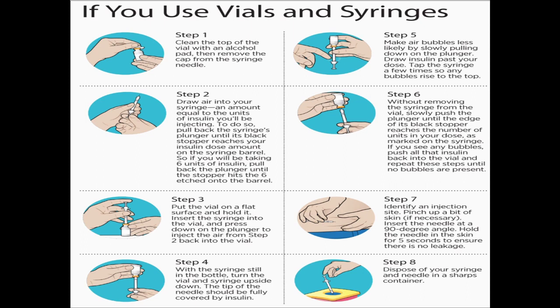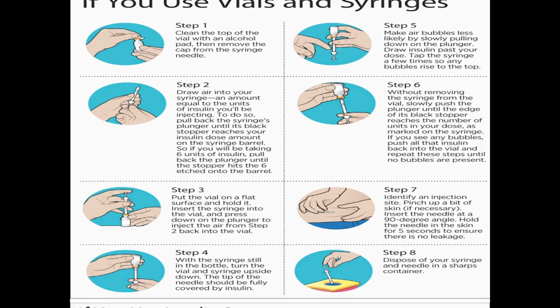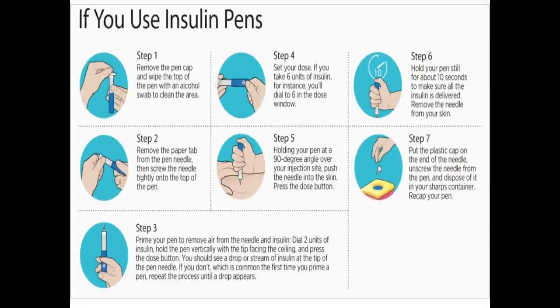Pinch up a bit of skin. Insert the needle at a 90-degree angle. Hold the skin for 5 seconds to 10 seconds to ensure there is no leakage. Step 8. Dispose of your syringe and needles in the sharps containers. And these are the steps you can use if you are using an insulin pen.